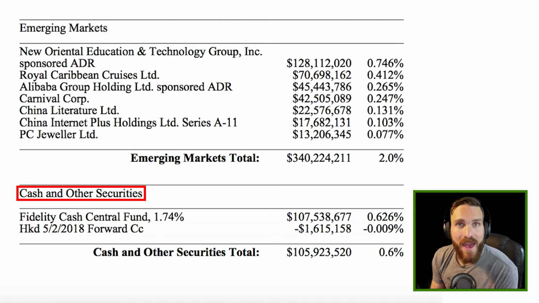Otherwise, if there's not enough cash to take care of those distributions or to pay their investors once they sell the shares, the fund has to go into the portfolio and sell some of these securities to make up that cash. And fund managers really don't like having to sell the securities in their portfolio just to pay cash to the people who have sold their shares.